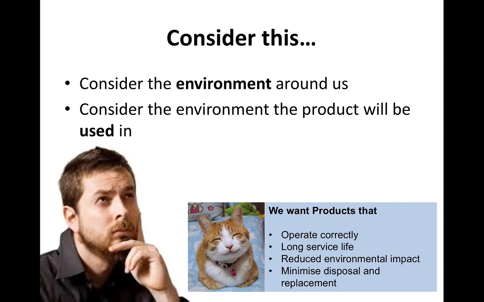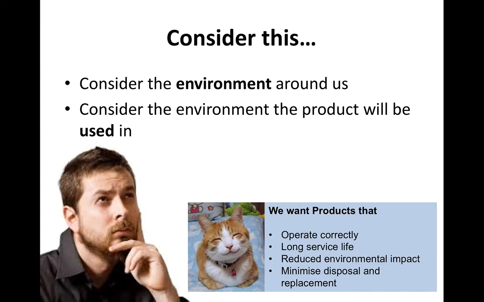So, just to recap really then, the whole point of this design influence is all about considering the environment around us, okay? Consider what's around us, and also consider the environment or the place that a product will be used in. Because at the end of the day, all we want is products that operate correctly, we want them to function, we want them to have as long a service life as possible. We don't want them to break down just because we didn't anticipate a certain environmental condition. We also want to try and reduce their environmental impact in terms of whether they produce heat or light or sound. And we also want to try and minimize the disposal and replacement. That just means we don't want to just chuck our products away as soon as they go slightly wrong.